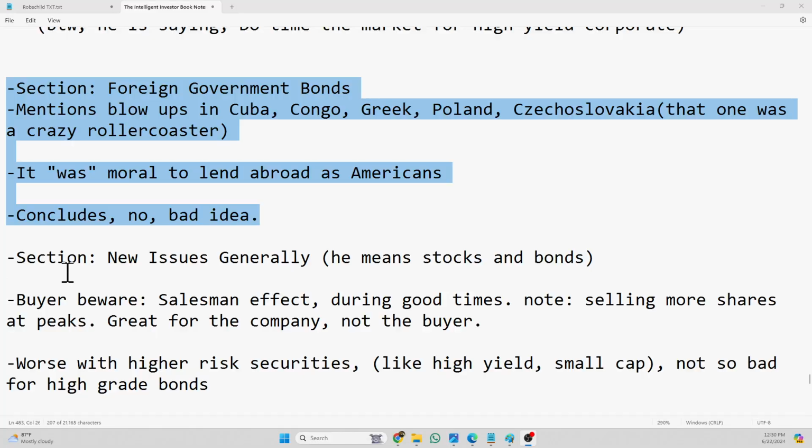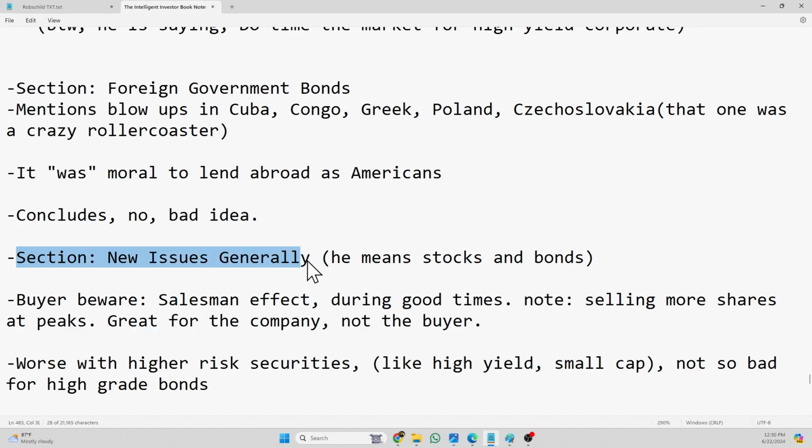Even in Security Analysis he talks about how political risk shouldn't be too great a concern, because when you own stock of a company, you own the company. No matter what happens to the currency or whatever, it's still making things and selling them. It's not a bad way to invest. But with foreign government bonds, you're depending on the stability of the actual government. So anyway, moving on. Just no.